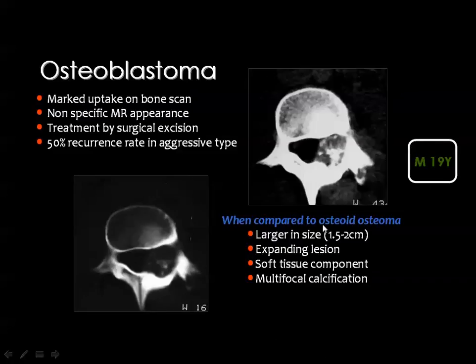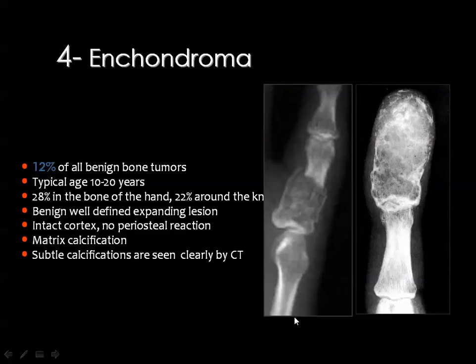When you compare osteoid osteoma to osteoblastoma, then osteoblastoma is larger in size. It's an expanding lesion. It may have a soft tissue component, like you can see here, and it will show multifocal calcification, which is distributed haphazardly through the tumor. The next one is enchondroma, and this is a common benign tumor of the skeleton.